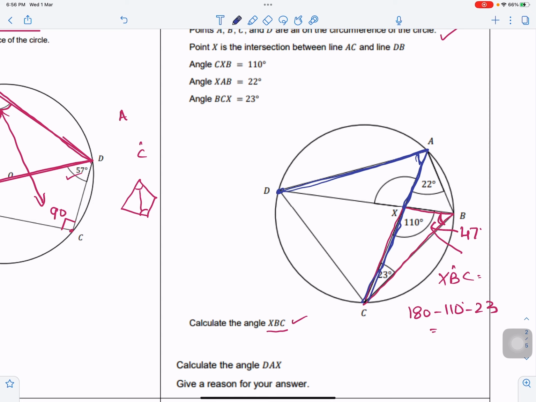So what did you notice here? You must have noticed that arc DC is making an angle at B and at A, like this is a straight line. See here, this one and then this one. It means these angles are equal, and this is called angle in a semicircle. Sorry, angle in the same segment. So you can just write here, it is equal to 47, angle in the same segment.